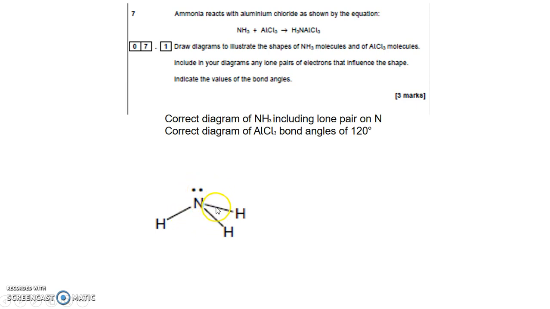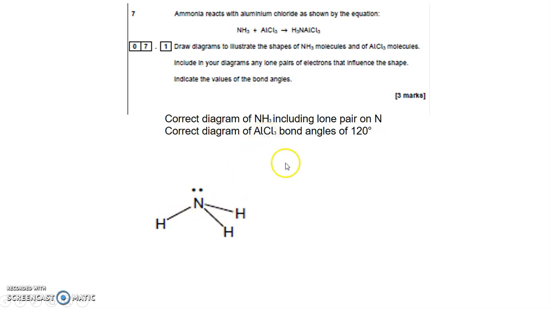If another bonding pair was replaced with another lone pair, 107 would come down to 104.5. 107 take away 2.5, when you replace a bonding pair with a lone pair, brings it down to 104.5. So that would be something like water, incidentally. Anyway, it's a trigonal pyramid with a lone pair, 3 bonding pairs, bond angle 107.